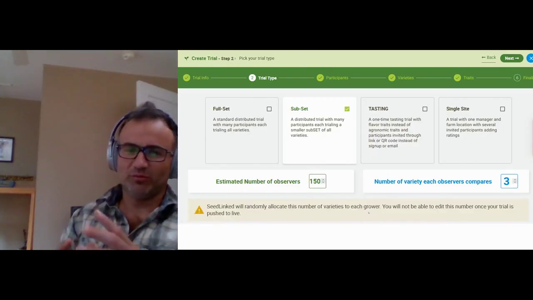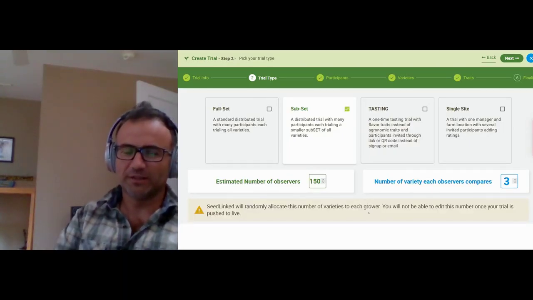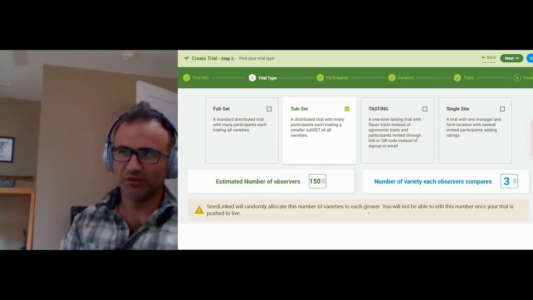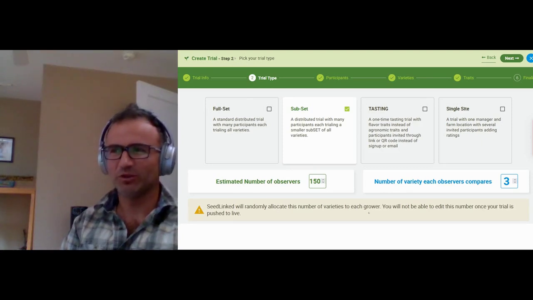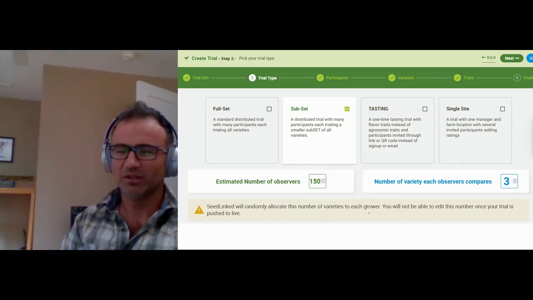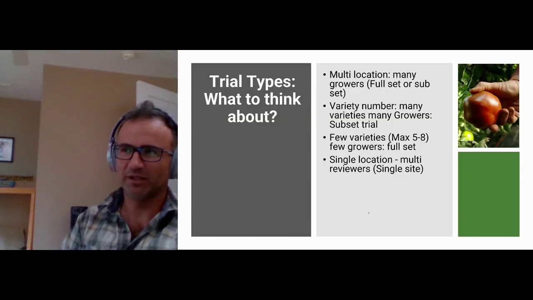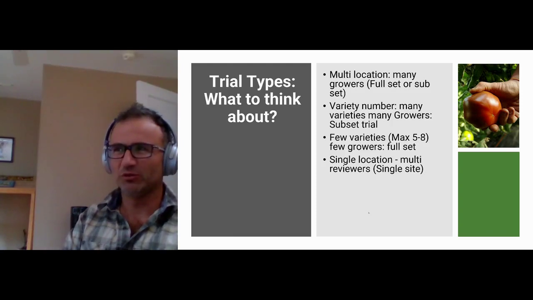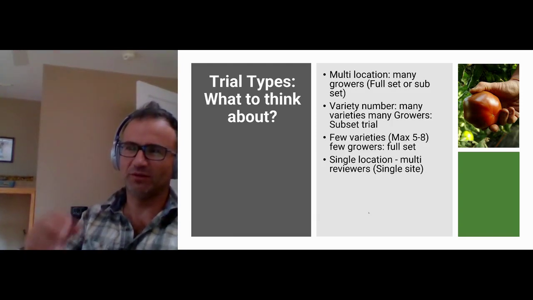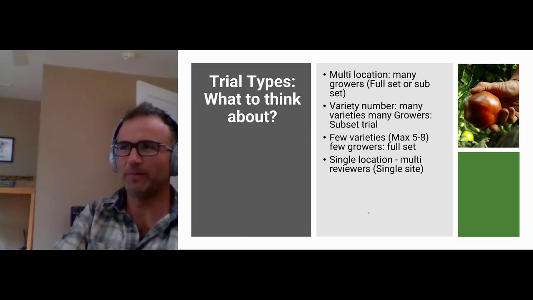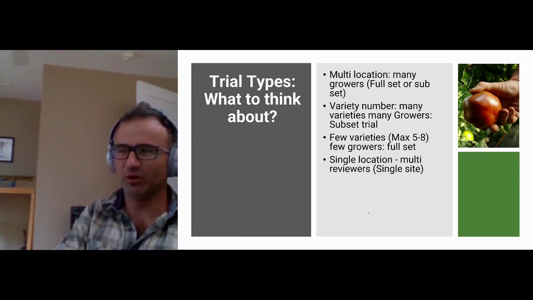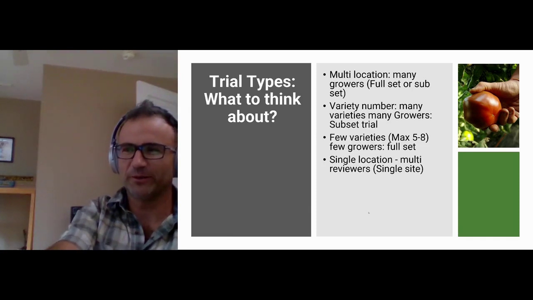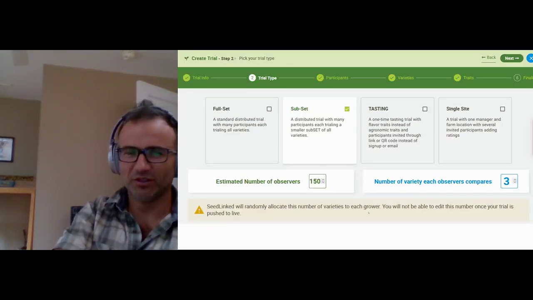After that, you have a goal of the trial: is it going to be a few-grower trial or many growers? Are they going to receive a subset, or all of them? And so we have 4 different types of trial you can pick. Is it going to be in one single location with multiple reviewers, or multi-location where everybody is going to receive the same varieties? Depending on the conditions you want for your trial. Subset is typically many growers, many entries, and everyone receives a subset.